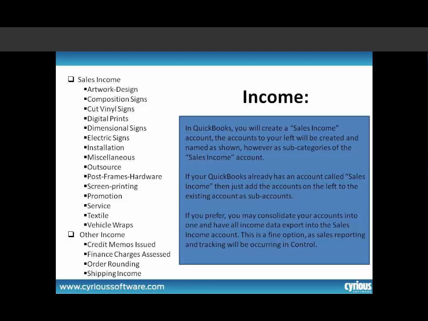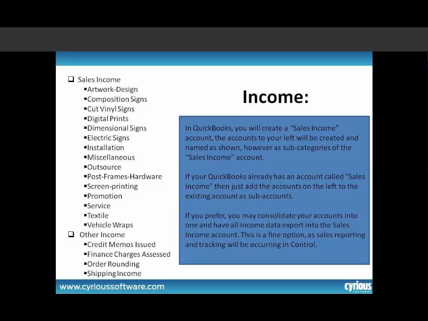In QuickBooks, you will create a sales income account. The accounts to your left will be created and named as shown, however, as subcategories of the sales income account. If your QuickBooks already has an account called Sales Income, then just add the accounts on the left to the existing account as sub-accounts. If you prefer, you may consolidate your accounts into one and have all income data export into the Sales Income account. This is a fine option, as sales reporting and tracking will be occurring in Control.